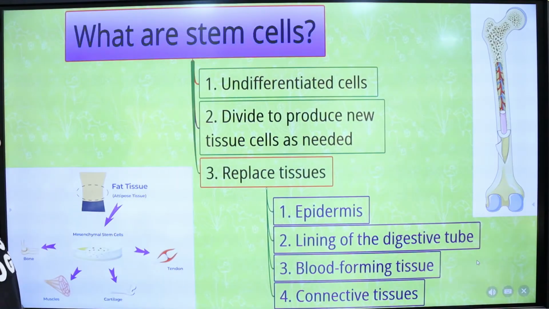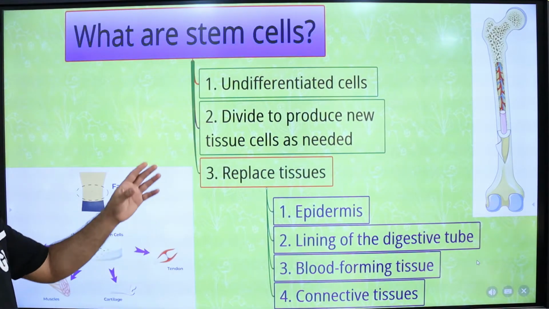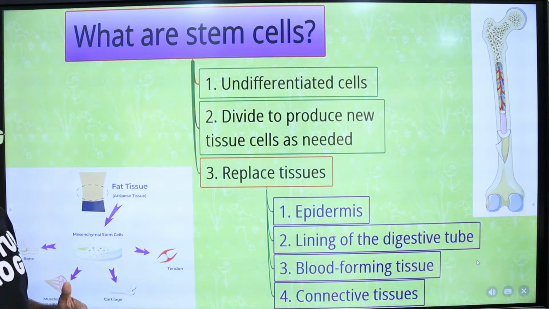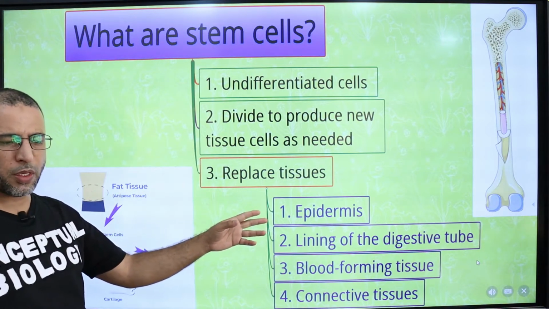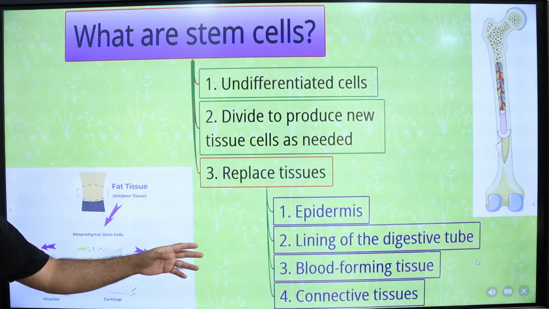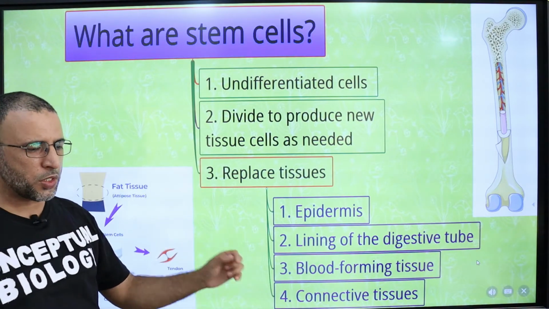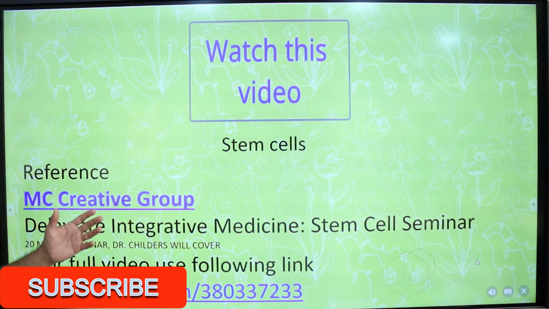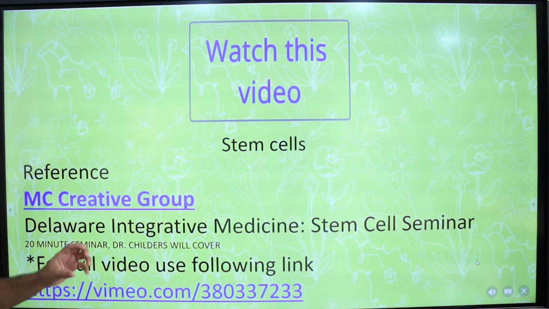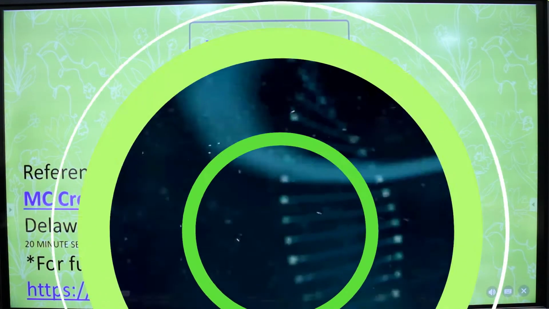So, what are stem cells? Stem cells are undifferentiated cells, and they divide to produce new tissues as needed. Stem cells replace epidermis, lining of the digestive tube. They are involved in the formation of blood cells and connective tissues. Let's watch this video. I am going to focus only on stem cells. For full video, please use this link.